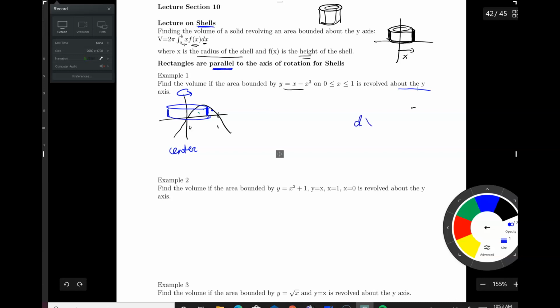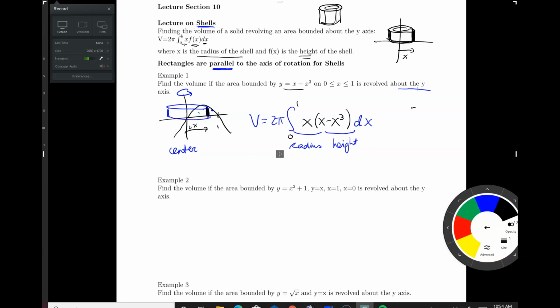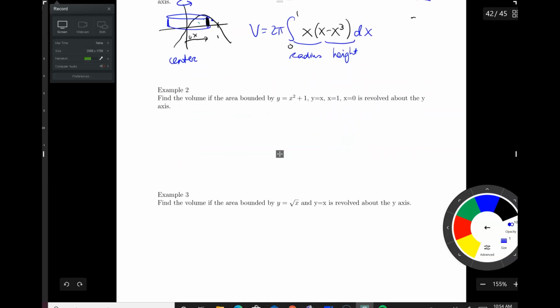So I can see it's going to be dx integration. So volume is 2 pi, and it's my job to put in the radius and the height. Because the rectangles are being spun around the y-axis, x is the radius, so I literally just put x in. The height of my rectangle goes up to the function, so that's x minus x cubed. And I'm building these rectangles from x equals 0 to x equals 1. And that's it.